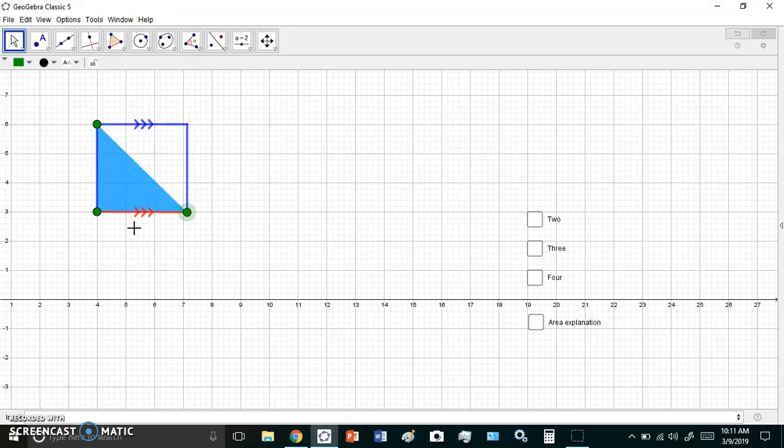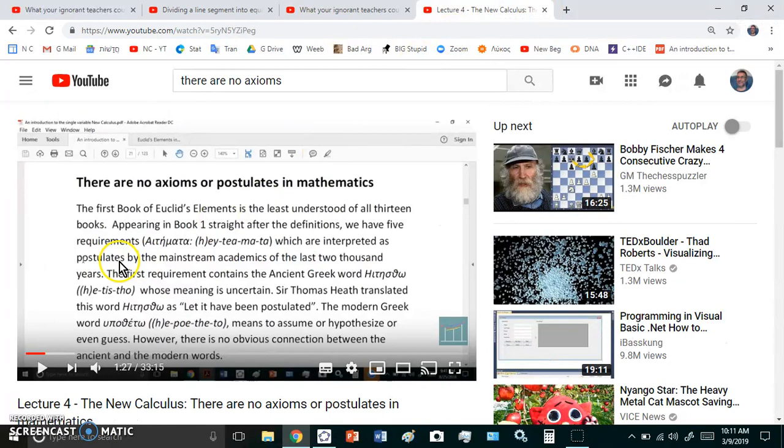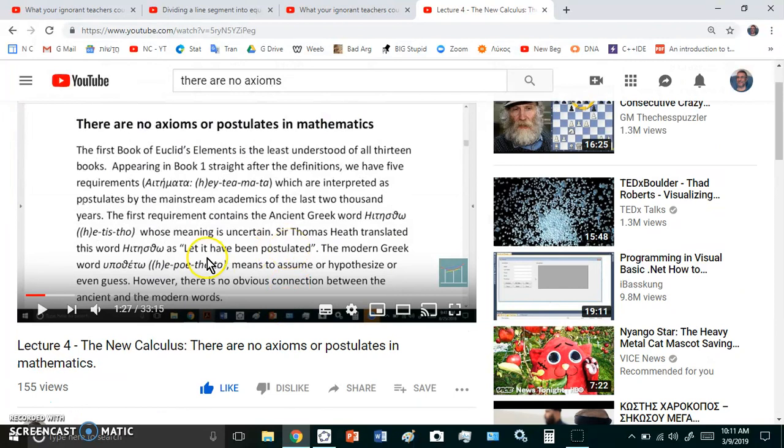Okay, so now I think I've spent enough time on that, and I want to refer you to lecture 4 of the new calculus, where I discuss that there are no axioms or postulates in mathematics, and this is very important for you to understand. Now, while the ancient Greeks were unbelievably smart, they did not invent geometry. Did you get that? No. Geometry was around long before the Greeks, or even before the Greek word geometry, which means measure of the earth.